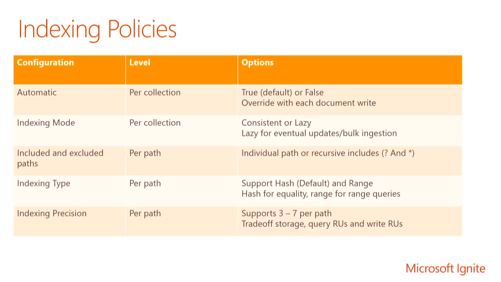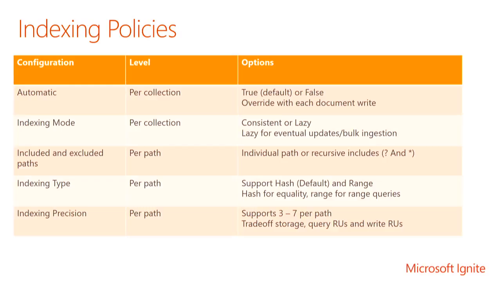But these are some of the things that you can toggle on and off, in which you can turn the automatic indexing capabilities on or off at a collection level. You can then define whether you want consistent or lazy indexing. You can think of consistent indexing as every time I perform a write, I will synchronously update the index on my database so that it's immediately available for query.